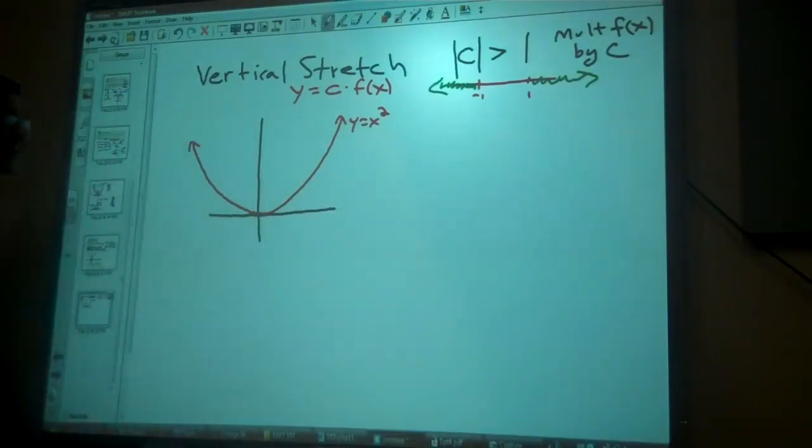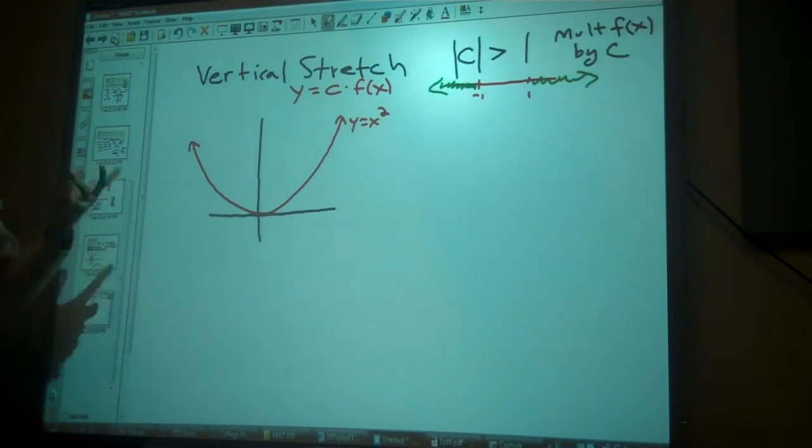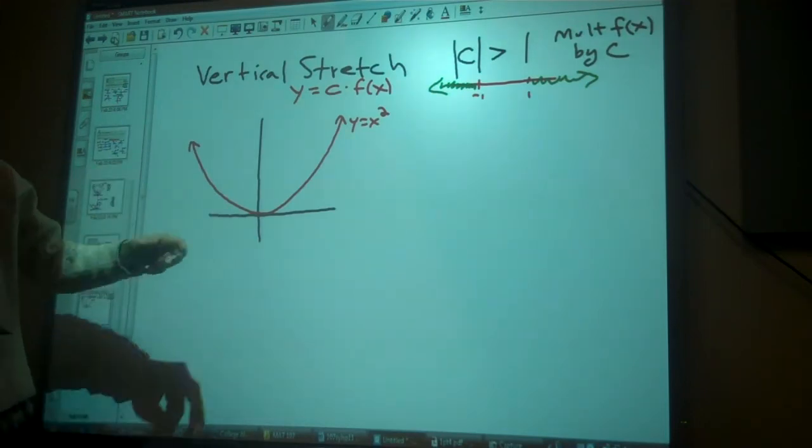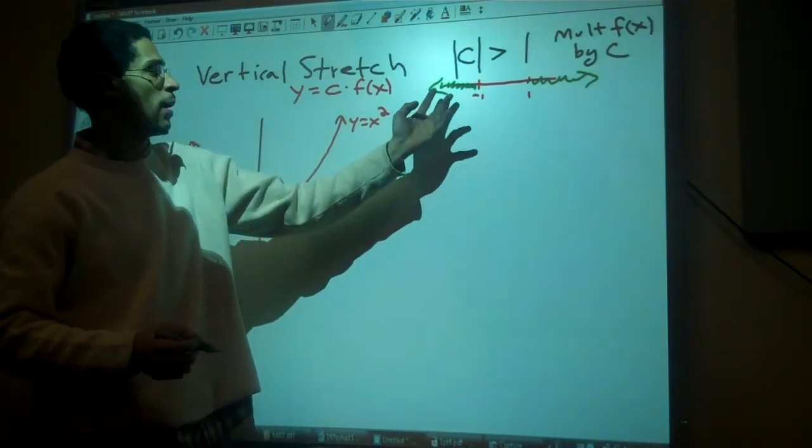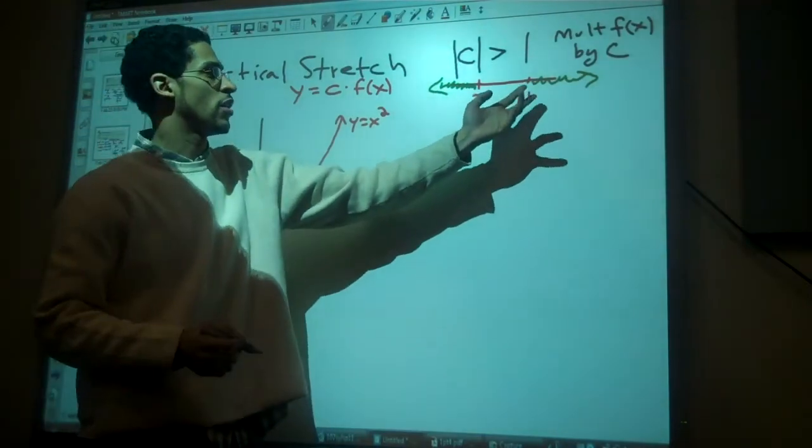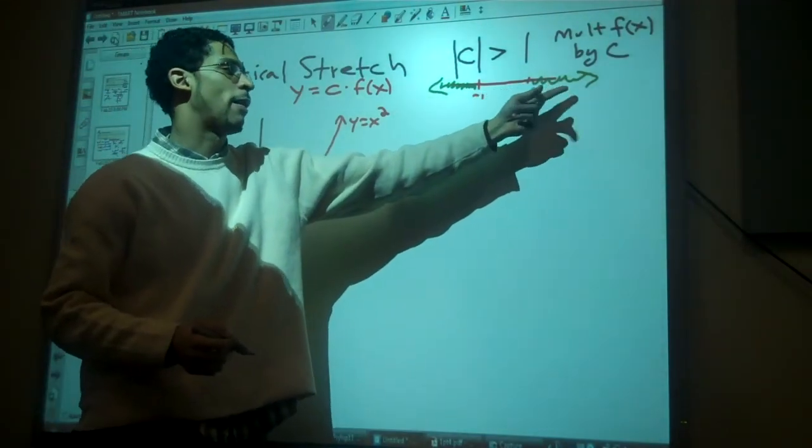And I want to stretch it vertically, I multiply by some number. If I want to do a stretch and a flip, I multiply by one of these guys. But if I just want to do a stretch without a flip, I multiply by one of these guys.